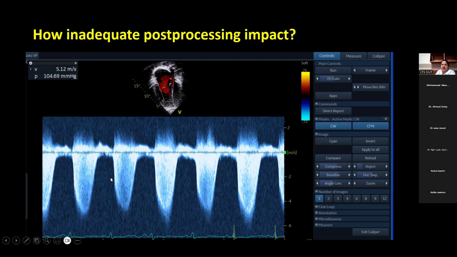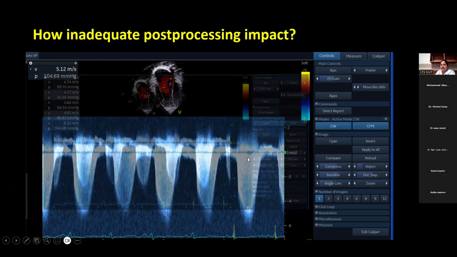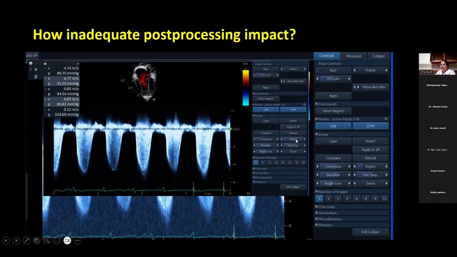Here it is measured like, the TR jet around 104, but if we do it properly, we make the reject full, decrease the compression, decrease the gain, and then you make the proper envelope and identify the proper envelope, and then you measure. So by the measurement you can see there's a difference: initially you measure 104, and then when you make it properly and make it clean, you can appreciate these things.